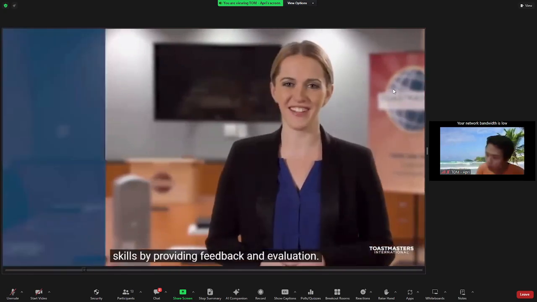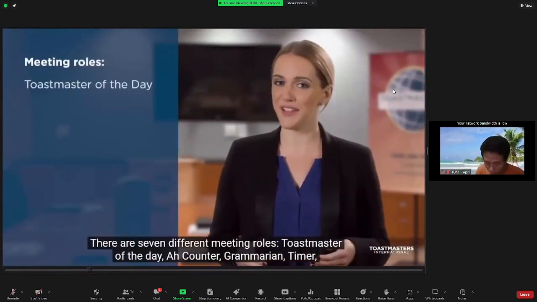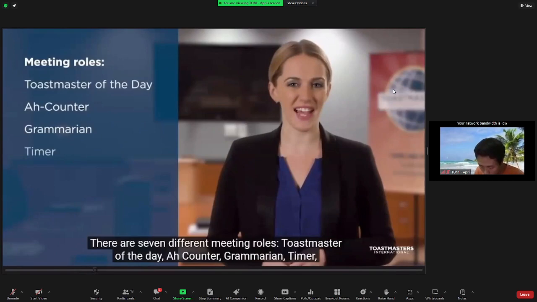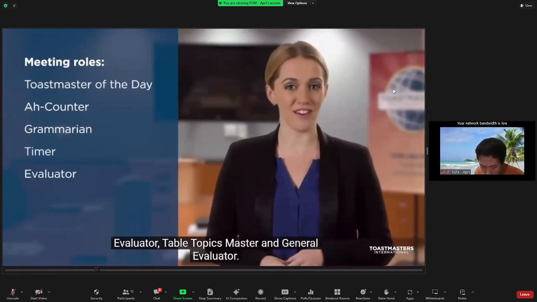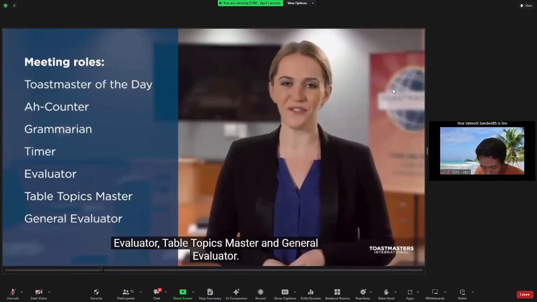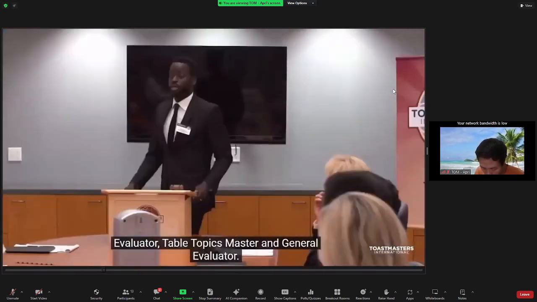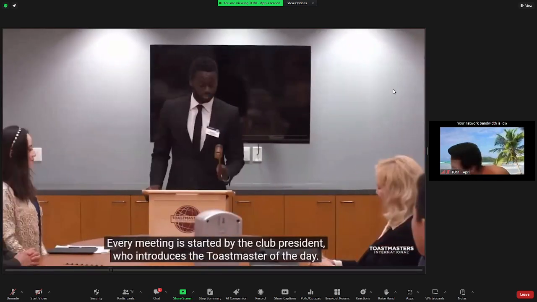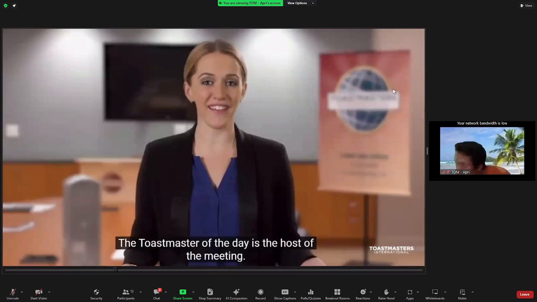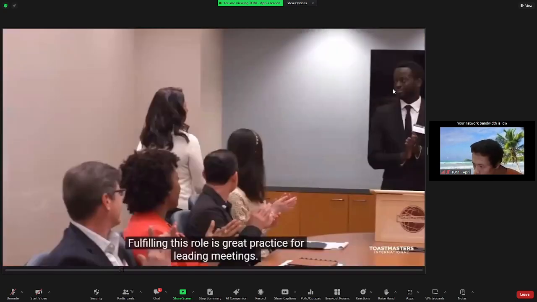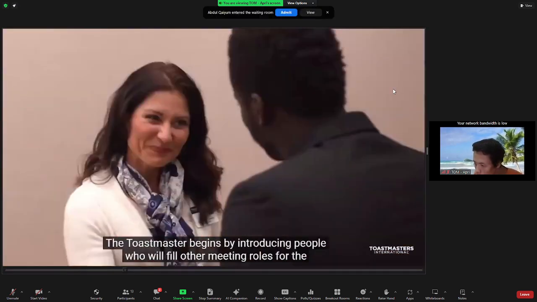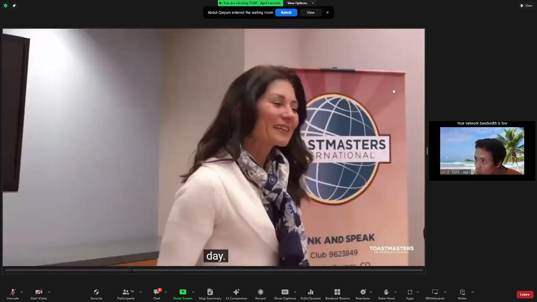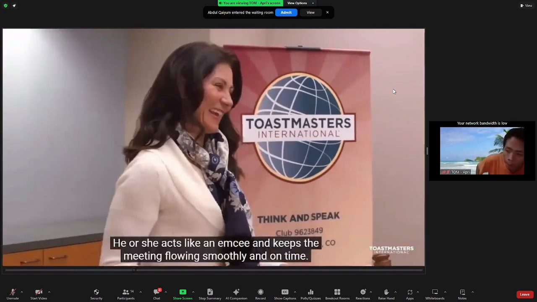feedback and evaluation. There are 7 different meeting roles: Toastmaster of the Day, Awe Counter, Grammarian, Timer, Evaluator, Table Topics Master, and General Evaluator. Every meeting is started by the club president, who introduces the Toastmaster of the Day. The Toastmaster of the Day is the host of the meeting. Fulfilling this role is great practice for leading meetings. The Toastmaster begins by introducing people who will fill other meeting roles for the day. He or she acts like an MC and keeps the meeting flowing smoothly and on time.